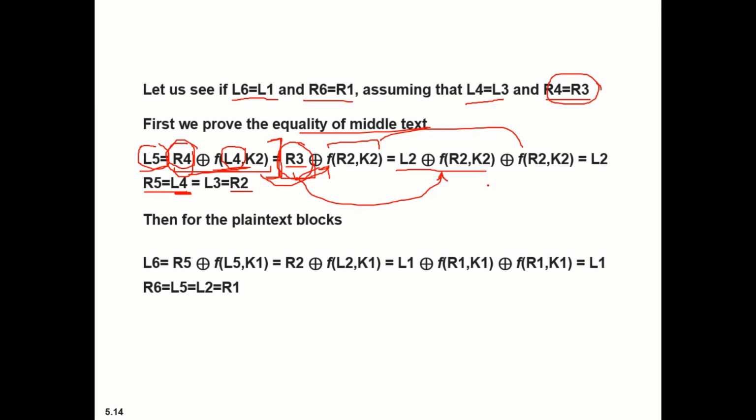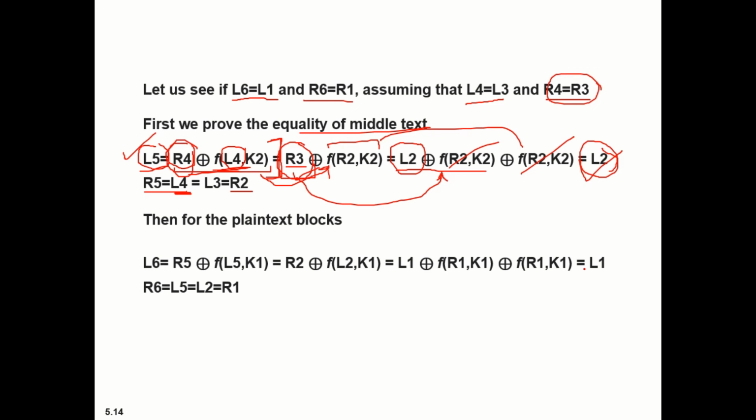Next, I told you in the previous class as well that when you XOR the same value with itself, the result is 0. So both of these values will be discarded and we are left with L2. Fine. So this expression is equal to L2. So it proves that L5 is equivalent to L2. Right. So we have proved the equality of the middle text.